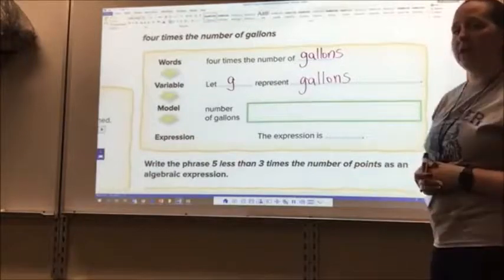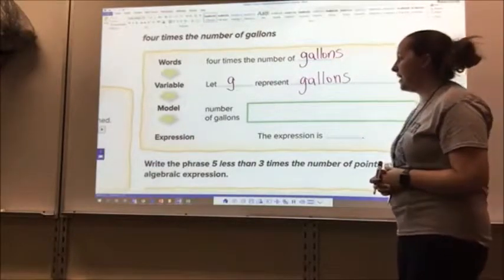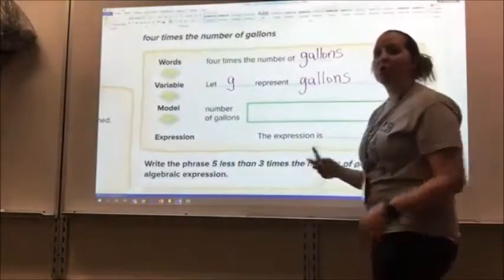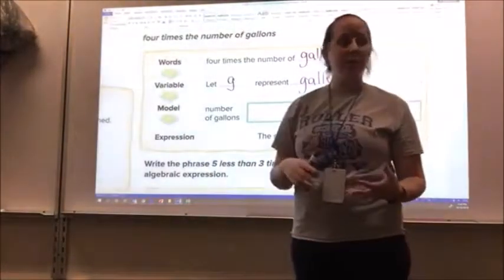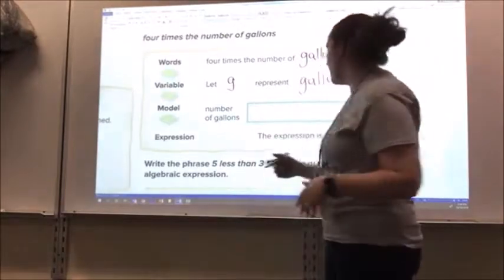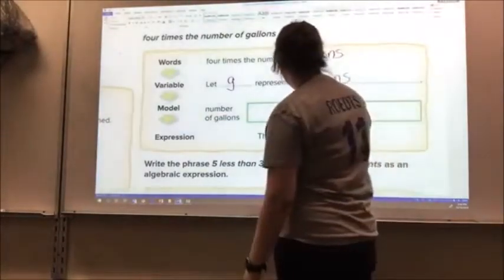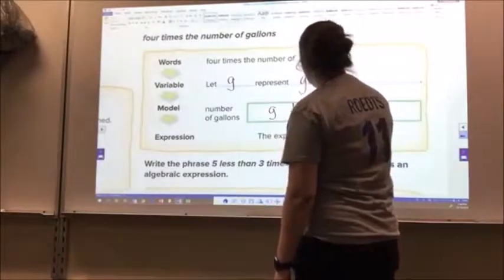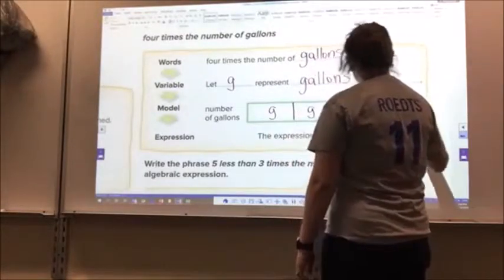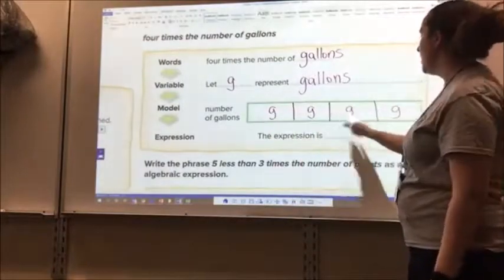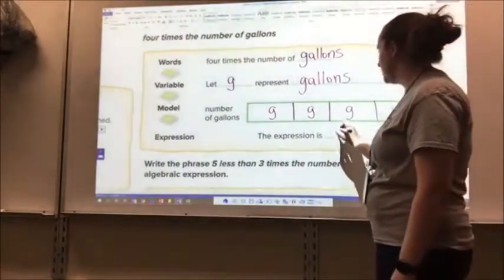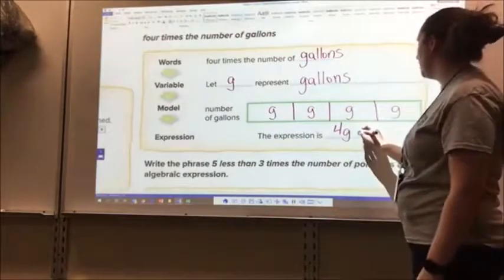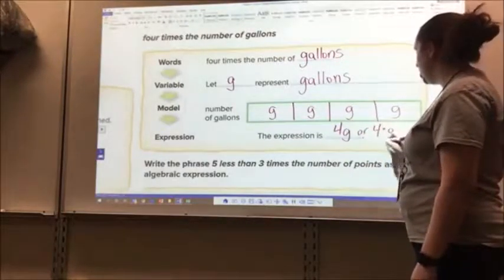So now I can create a model. So the thing I have is 4 times the number of gallons. So 4 times that number, I'm multiplying. So my gallons is going to be 1/4. Each one of these is going to be G, because there's 4 of them. 4 times the number of gallons. So my expression is 4G, or 4 times G.